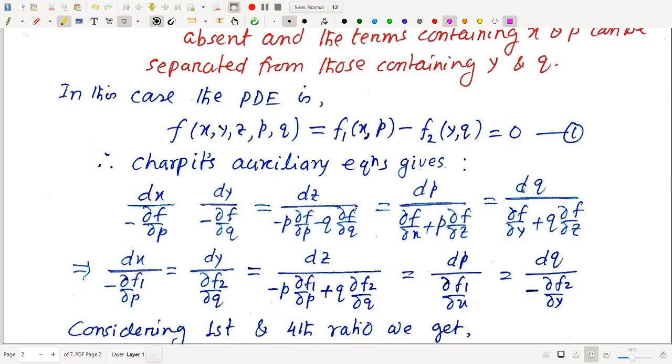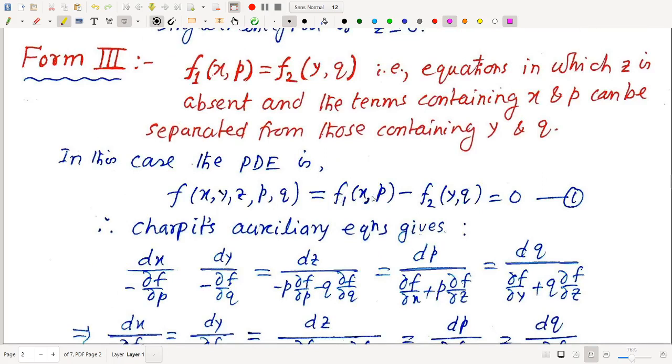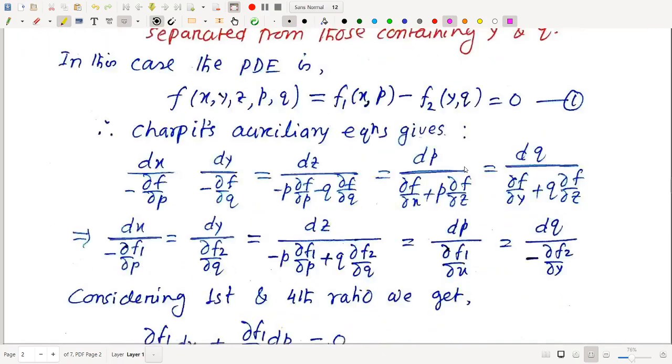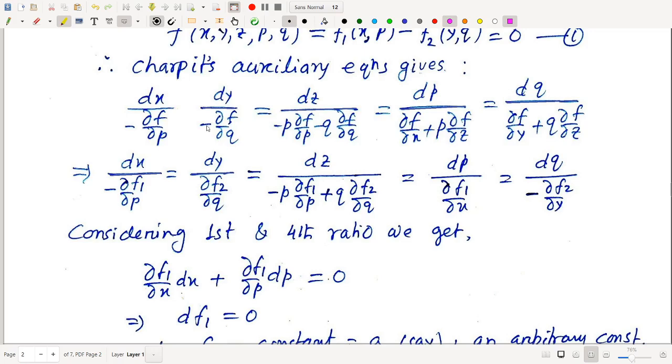Therefore, Charpit's auxiliary equations give dx by del f by del p, equal to dy by del f by del q, equal to dz by minus p del f by del p minus q del f by del q, equal to dp by del f by del x plus p del f by del z, equal to dq by del f by del y plus q del f by del z. These are standard expressions you have to remember. Now here incidentally del f by del p is del f1 by del p. Del f by del q is, here no q in f1, so 0. It will be minus del f2 by del q.